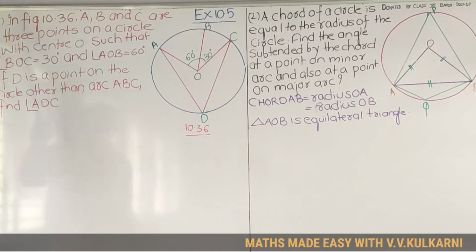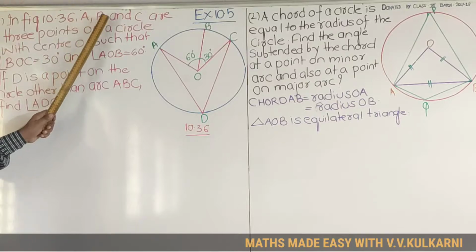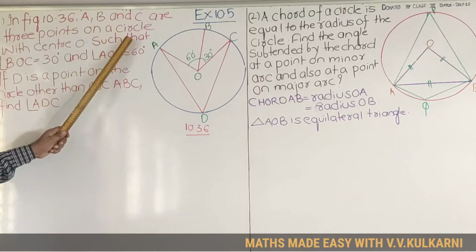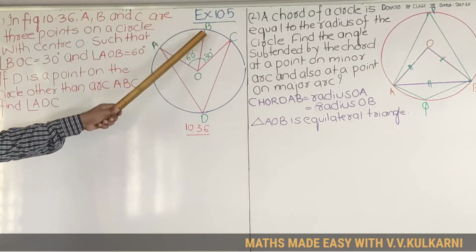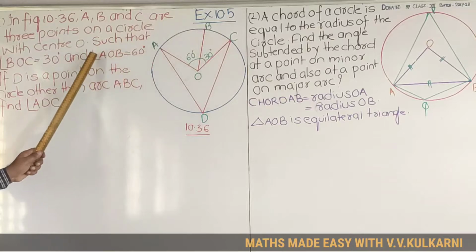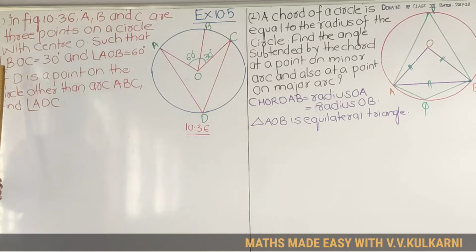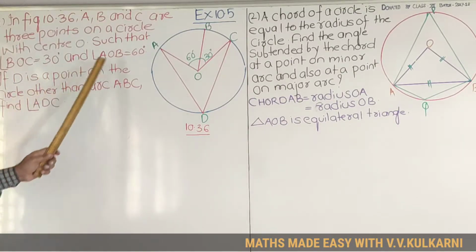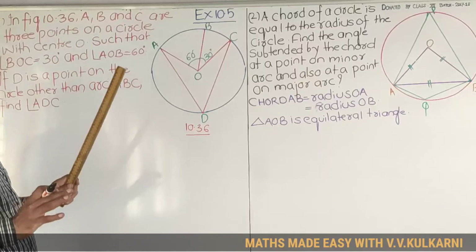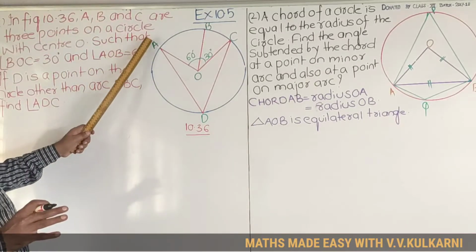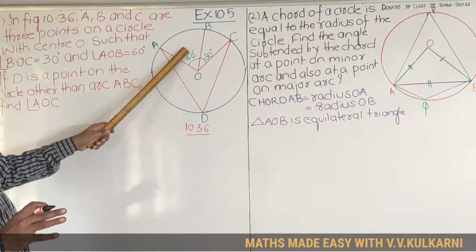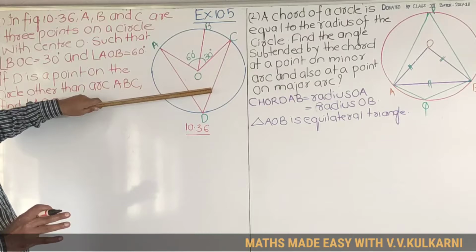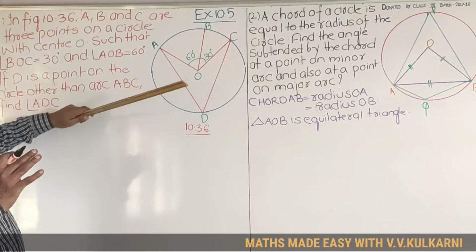Next question reads: in figure 10.36, A, B and C are 3 points on a circle with center O, such that angle BOC is equal to 30 degrees, angle AOB is equal to 60 degrees. D is a point on the circle other than arc ABC. Find angle ADC. This is what you are asked. See here, arc AB is making an angle 60 degrees, arc BC is making an angle 30 degrees. We have to find the angle ADC.